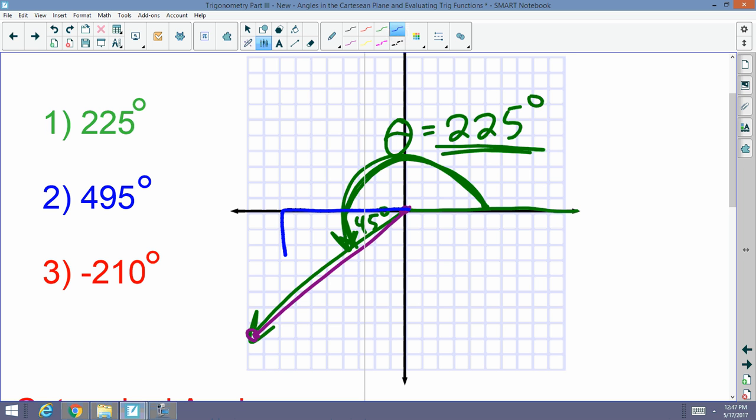You work with this guy though. This guy right here, the 45. That is what's called your reference angle. And that's what we're going to work with always. But we're not there yet. But you asked, that's what we work with. But the real angle is what we just drew here in green. Cool? Okay.